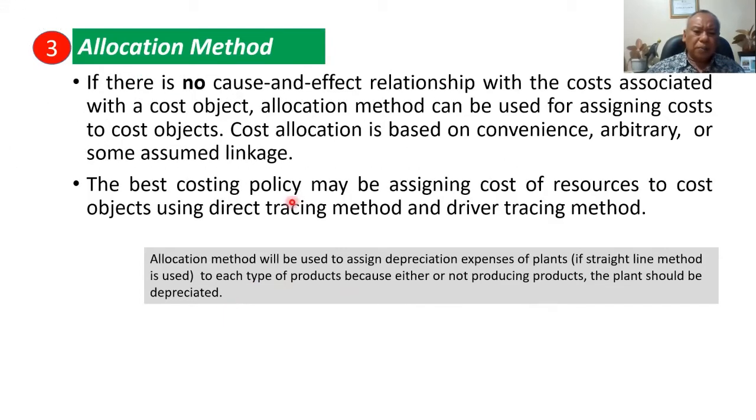The best costing policy may be assigning cost resources to cost objects using the direct tracing method and driver tracing methods. Actually, this is for the accuracy of our costing. So we don't use allocation methods, because it can make a cost distortion. So we just use the direct tracing method and driver tracing method for getting the accurate product cost.